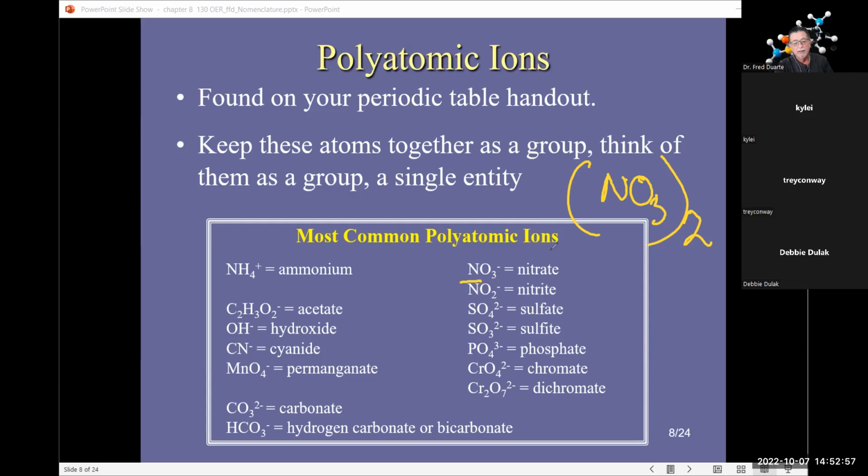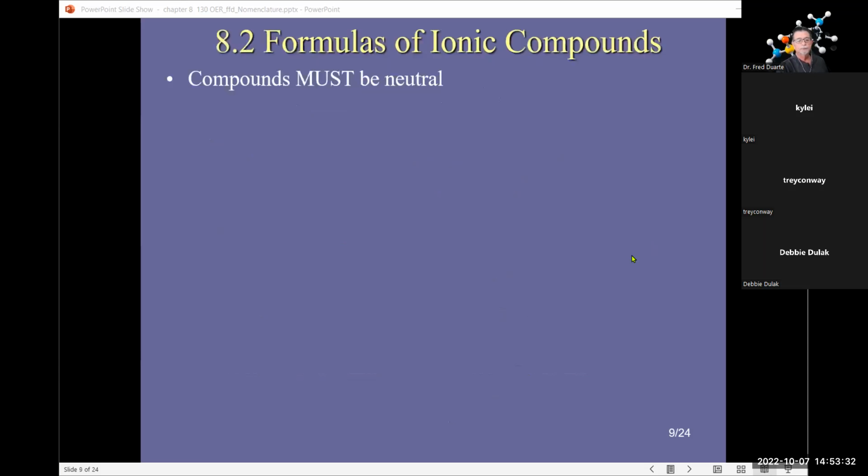And like I said, that is their name. That's nitrate. Here's acetate, here's cyanide, and so on. We don't change the name. So NO3 is not nitrogen trioxide. It is called nitrate. And if you need more than 1 nitrate, it is still called nitrate. We wouldn't call it dinitrate or trinitrate, just nitrate. No prefixes when it comes to ionic compounds.